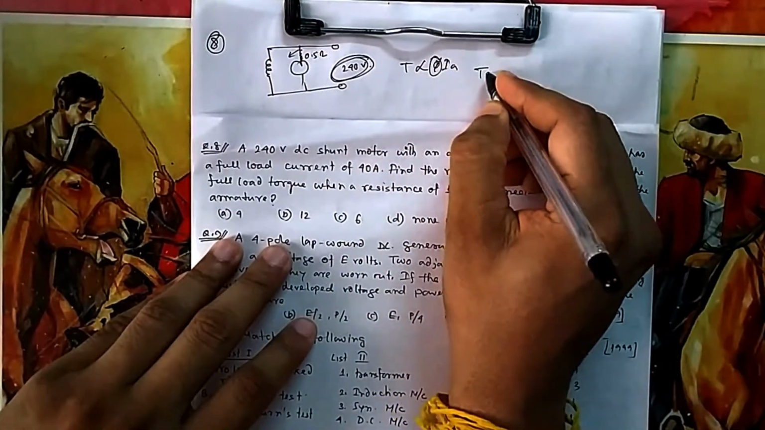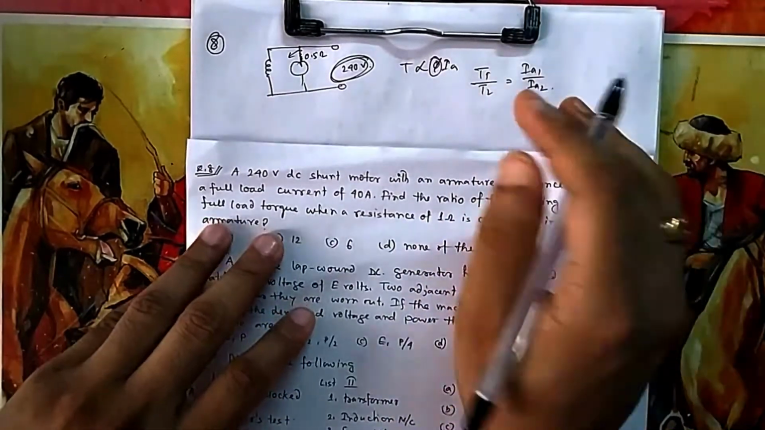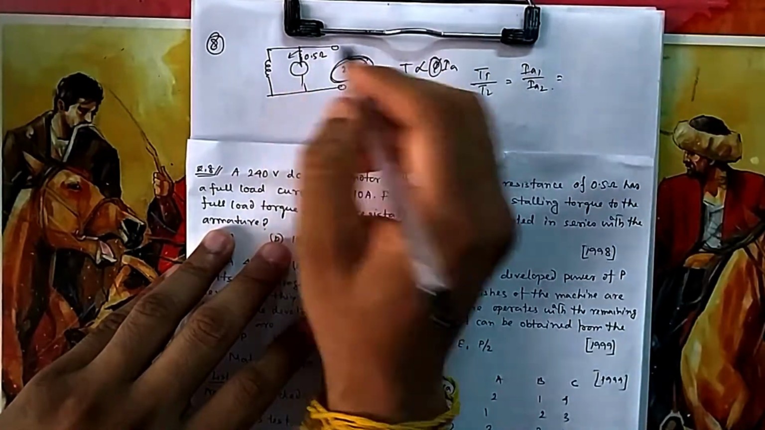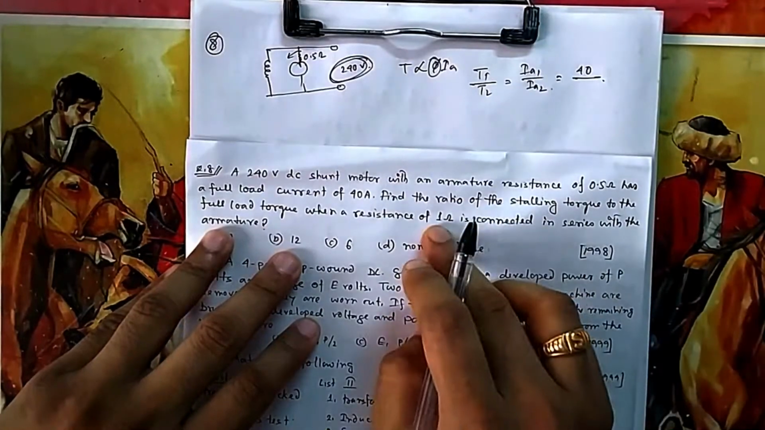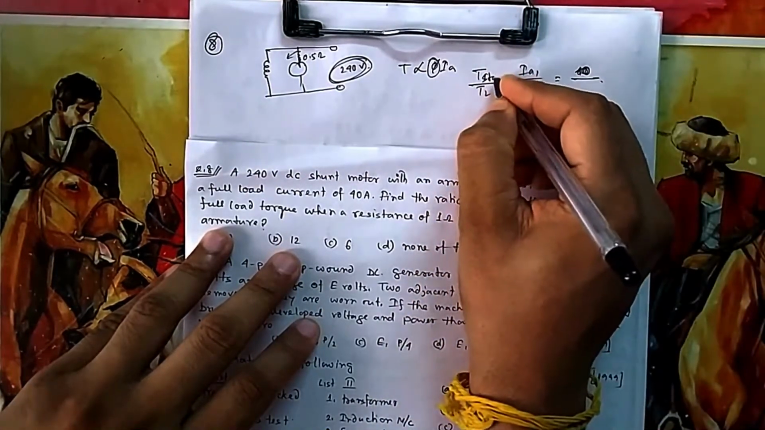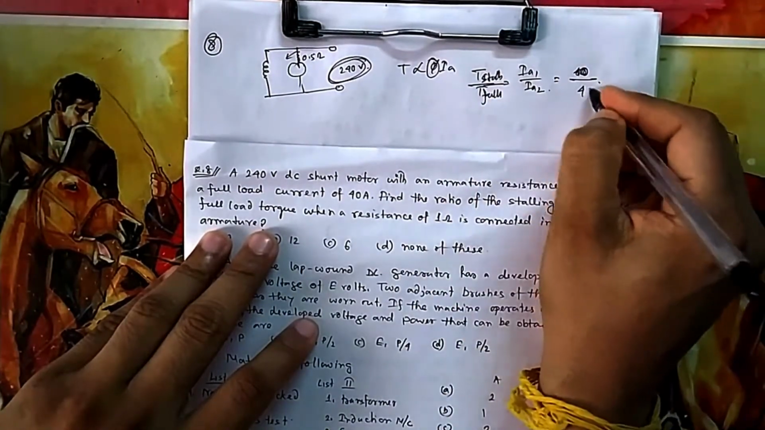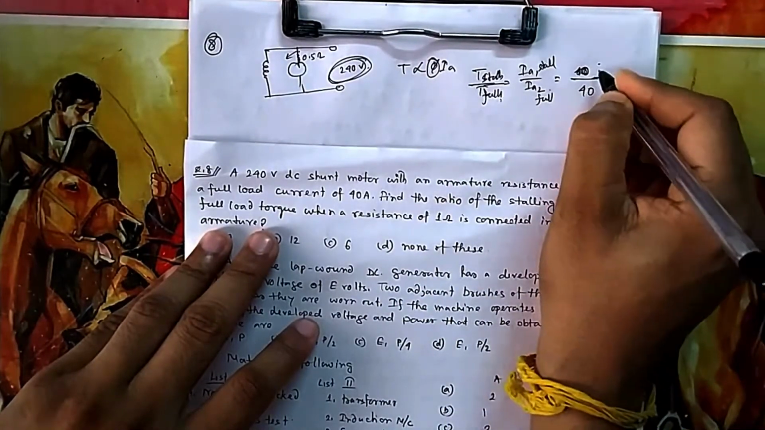That means T1 by T2 would be equal to IA1 by IA2. The first condition they have given already. IA1, if I consider that 40 ampere current is flowing through there, so it is 40. That is T1, the full load torque, and they are asking for the ratio with the stalling torque. So full load is taking 40 ampere. I2, that is the second case, you have to calculate.